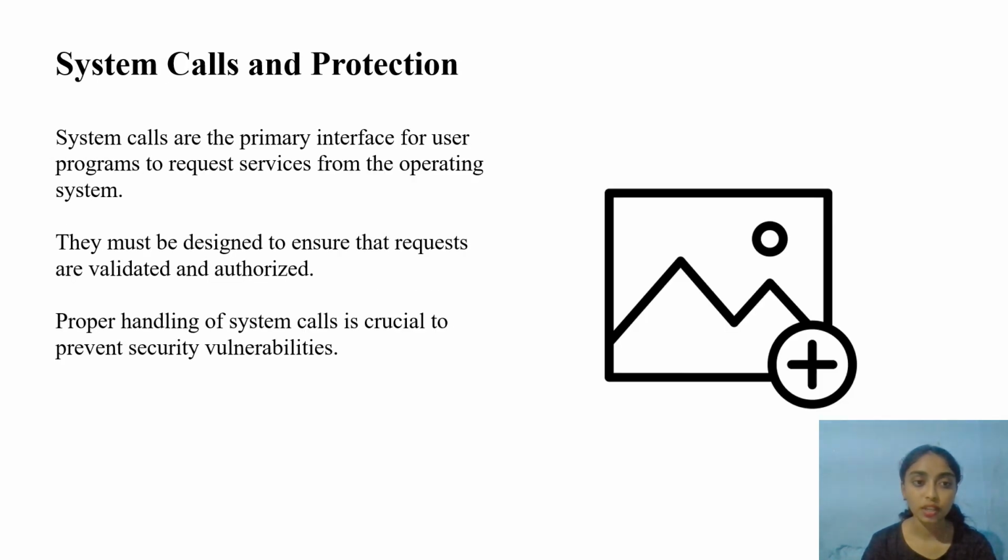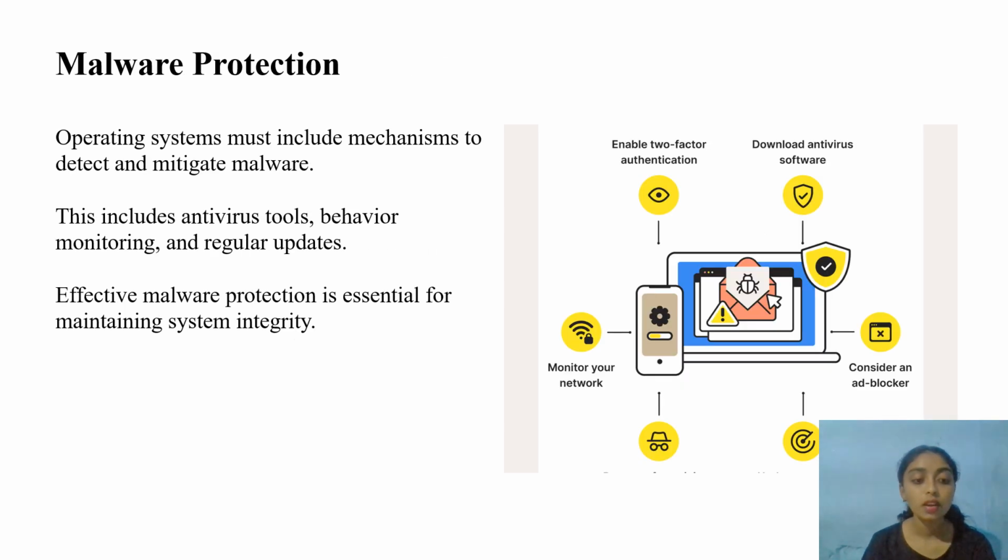System calls and protection. System calls are the primary interface for user programs to request services from the operating system. They must be designed to ensure that requests are validated and authorized. Proper handling of the system calls is crucial to prevent security vulnerabilities. Malware protection. Operating systems must include mechanisms to detect and mitigate malware. This includes antivirus tools, behavior monitoring, and regular updates. Effective malware protection is essential for maintaining system integrity.